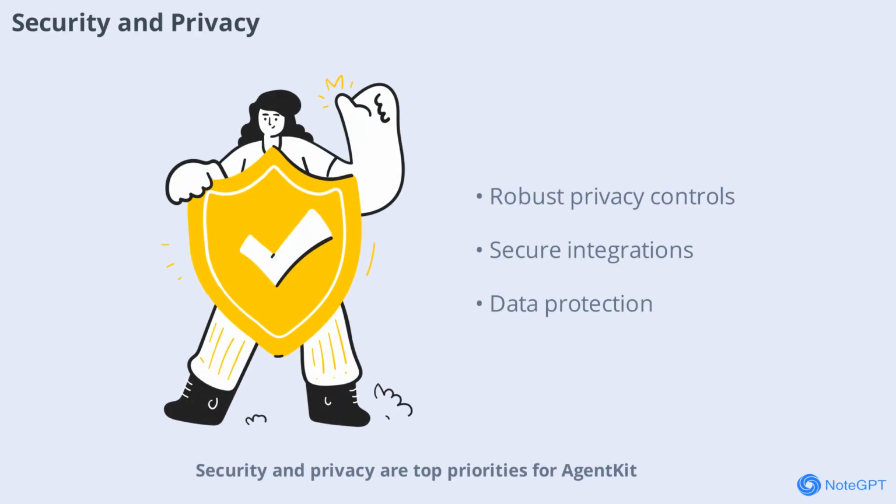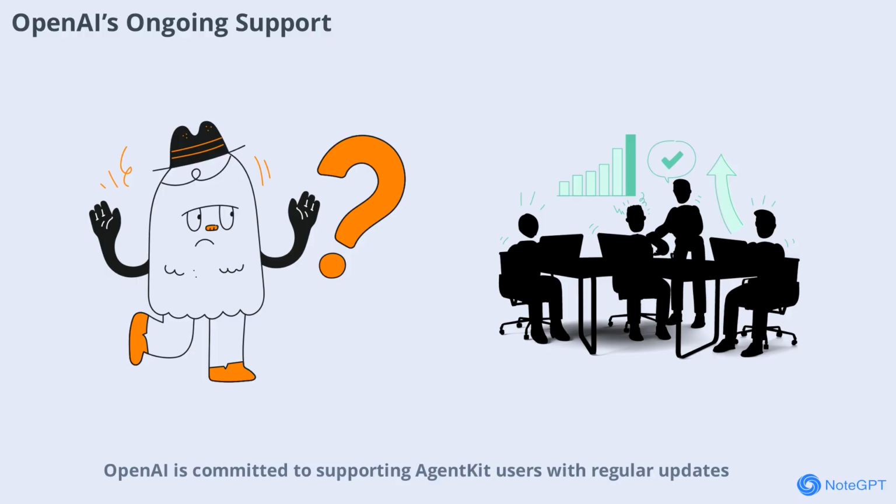Security and privacy are top priorities for AgentKit. The platform is designed to protect your data and ensure your agents operate safely. With robust privacy controls and secure integrations, you can trust that your information is in good hands while your agents get the job done. OpenAI is committed to supporting AgentKit users with regular updates, helpful documentation, and a vibrant community.